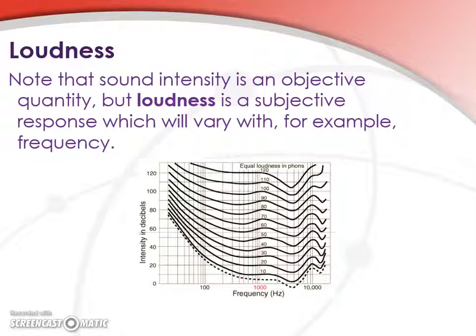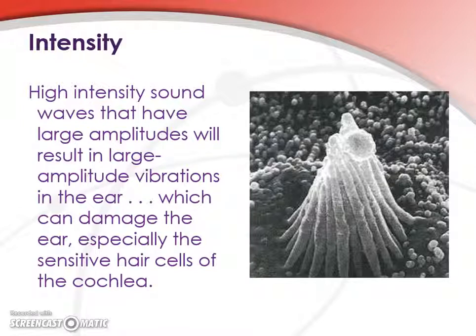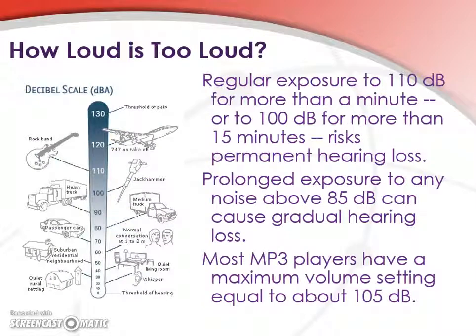Now, sometimes we talk about loudness, and loudness is different than decibel levels. Sound intensity is objective. We can measure that. Loudness depends on who's listening. And our perception of what is loud will change with frequency. I mentioned earlier the hair cells. They're not exactly hair cells, but they're groups of cells called cilia in the cochlea of our ear. High intensity sound waves can actually damage those. And what level of intensity will damage the cilia really depends on how long of an exposure you get.